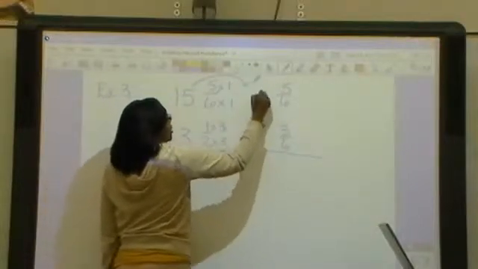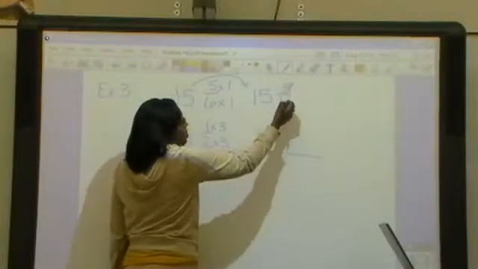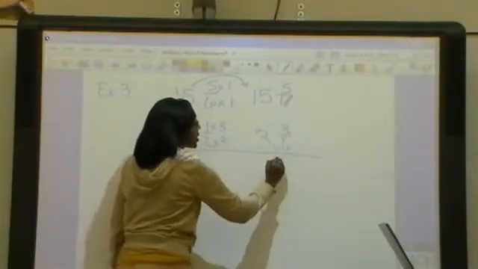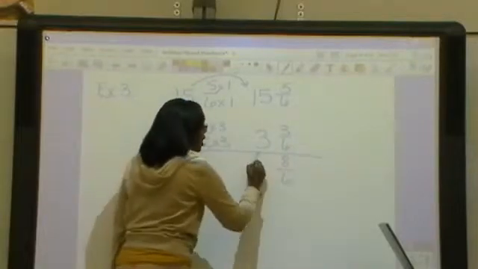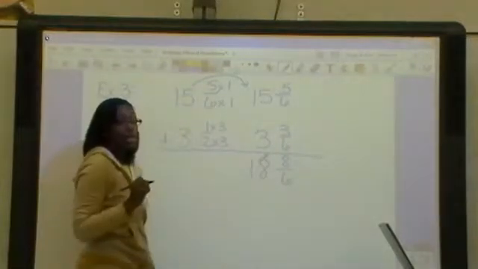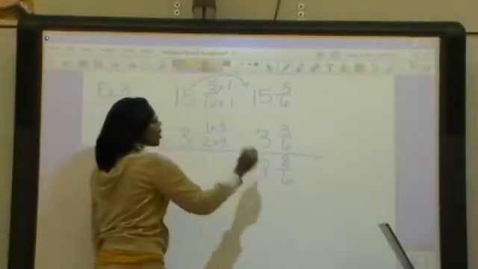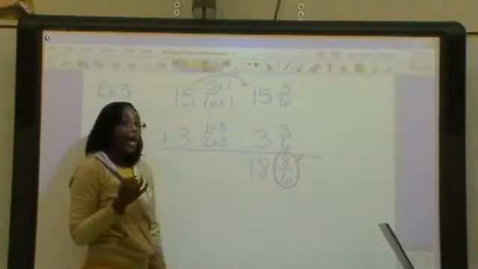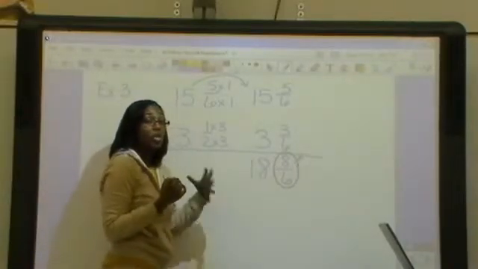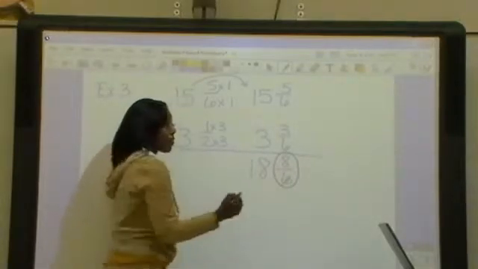Bring my whole number back in front again. And I'm going to add them up. 5/6 plus 3/6 is 8/6. And 15 plus 3 is 18. But as we can see, we have an improper fraction in our mixed number. And we cannot leave our answer as an improper fraction even when it's with a mixed number. So we have to change the improper fraction to a mixed number.